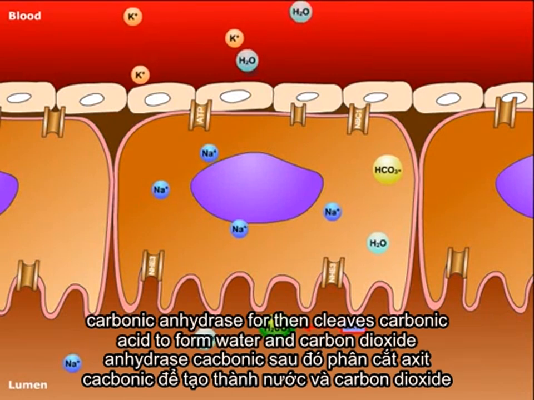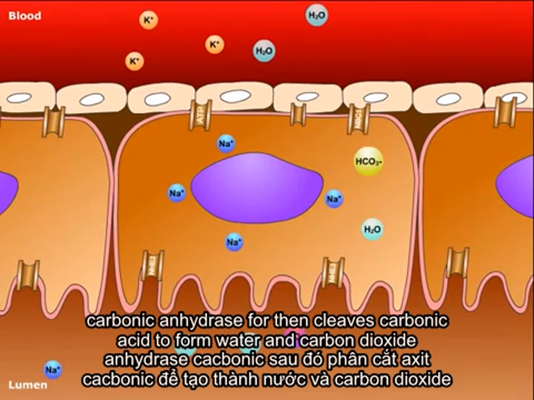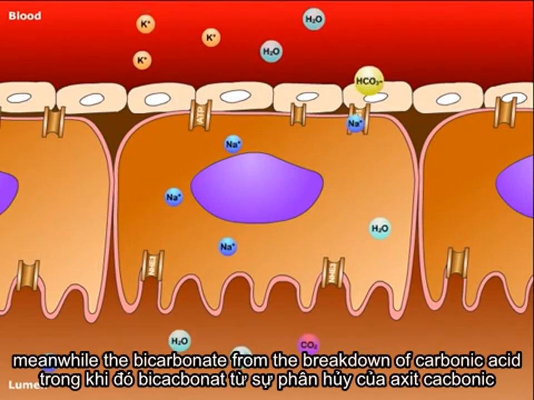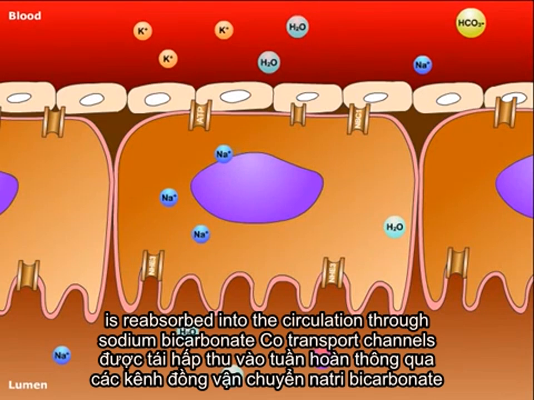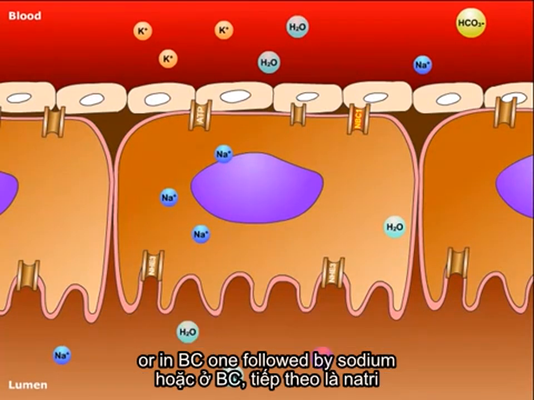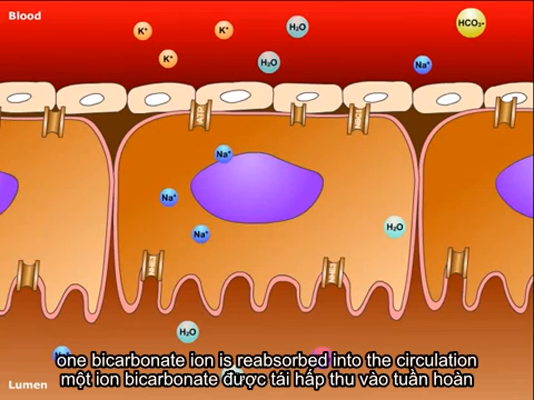Carbonic anhydrase 4 then cleaves carbonic acid to form water and carbon dioxide. Meanwhile, the bicarbonate from the breakdown of carbonic acid is reabsorbed into the circulation through sodium bicarbonate cotransport channels, or NBC1, followed by sodium. Thus, for every hydrogen ion excreted, one bicarbonate ion is reabsorbed into the circulation.